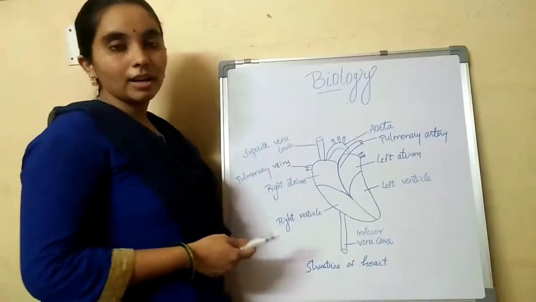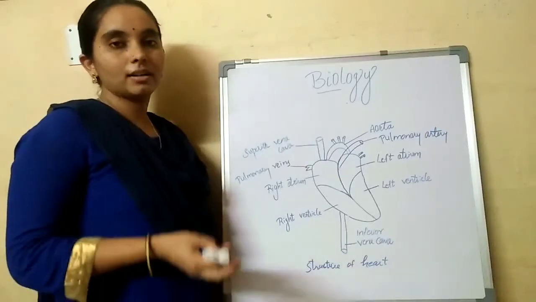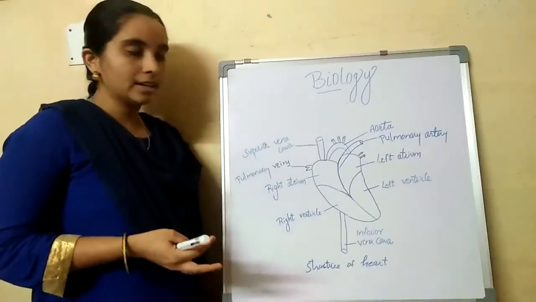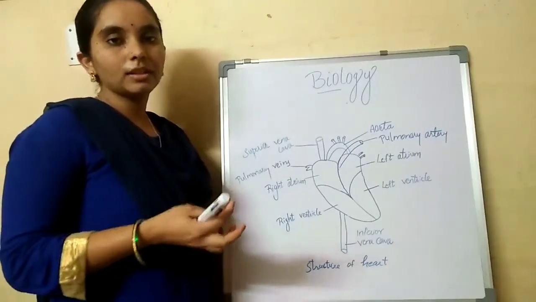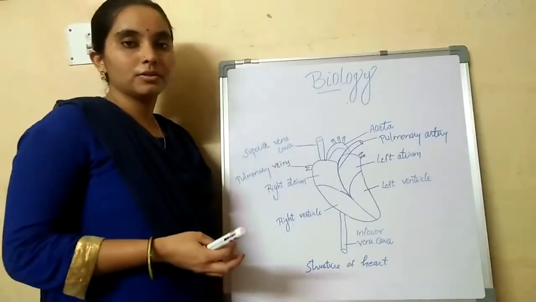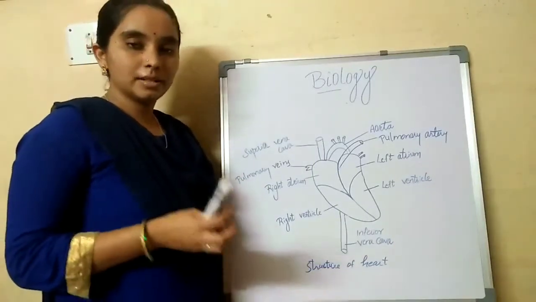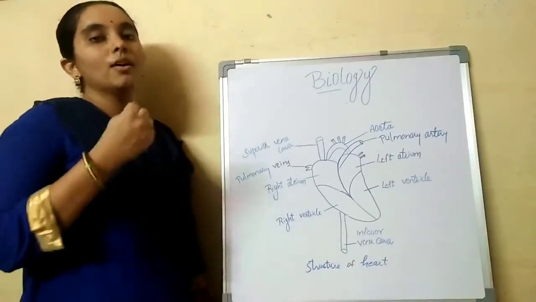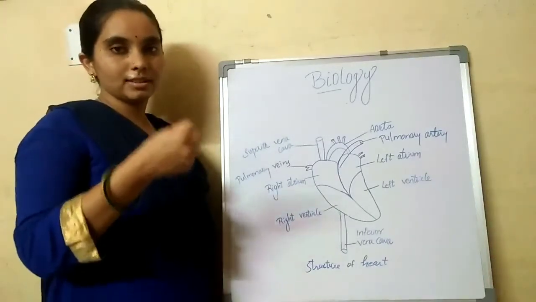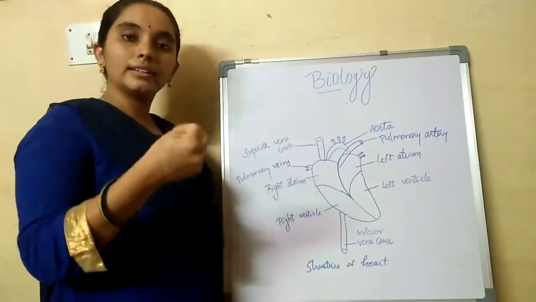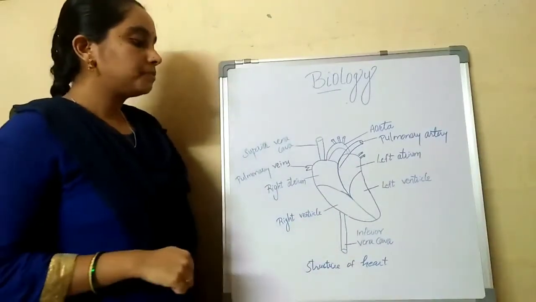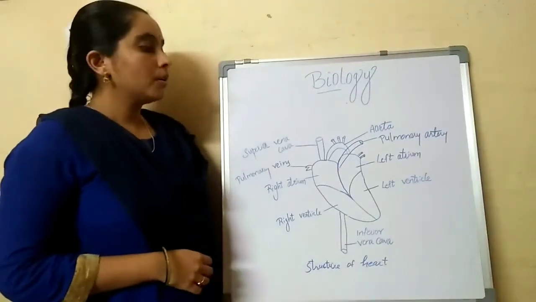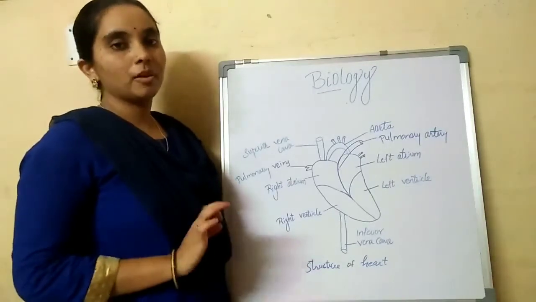In structure of heart, first you have to write where the heart is located and what its shape, color, and size are. The location of the heart is at the center between two lungs and it is slightly tilted towards the left, and the color is reddish brown, and the size is approximately the size of your fist. When you fold your thumb and hold a fist like this, your heart is approximately the size of your fist, and it is a triangular shape or pear shape. So this is the location, size, shape of the heart.